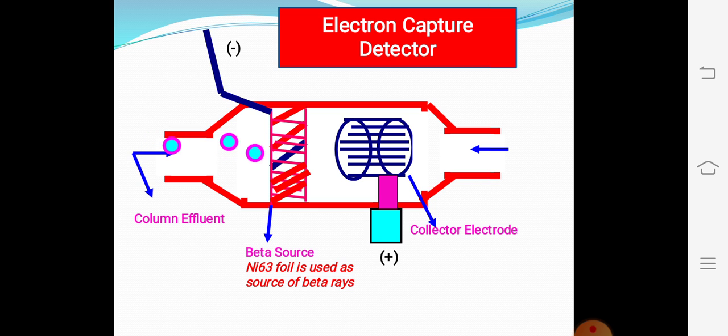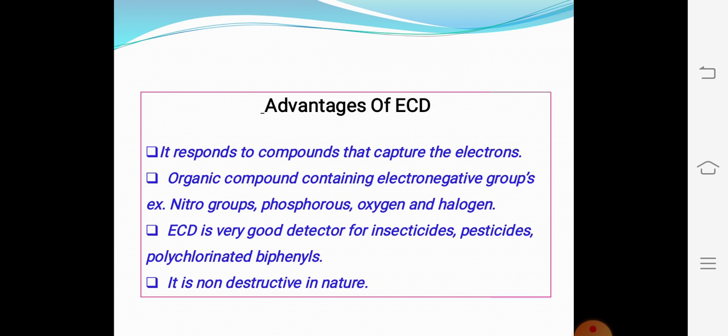The third detector is the electron capture detector. You can see in this figure how it works in gas chromatography.